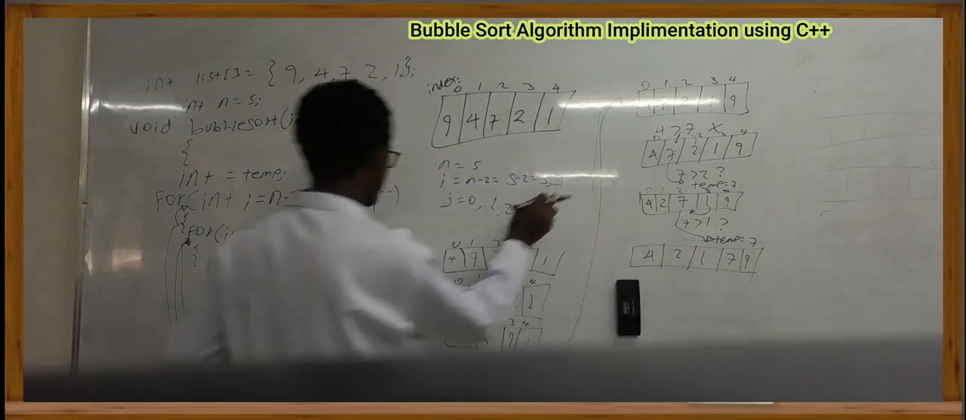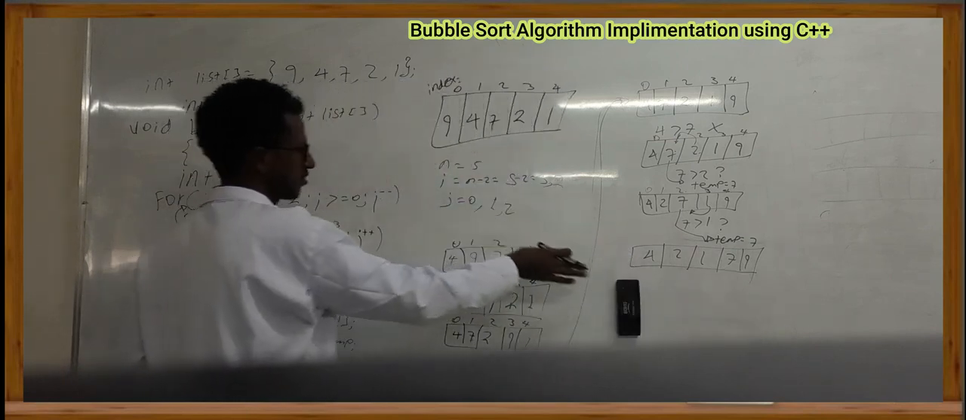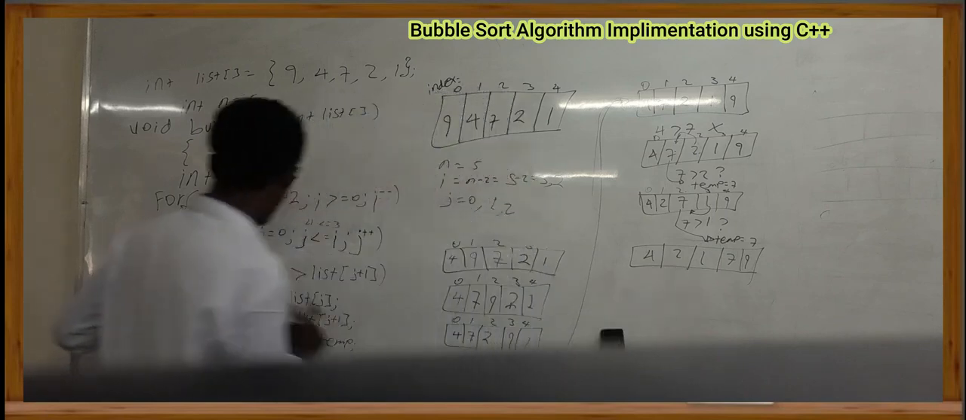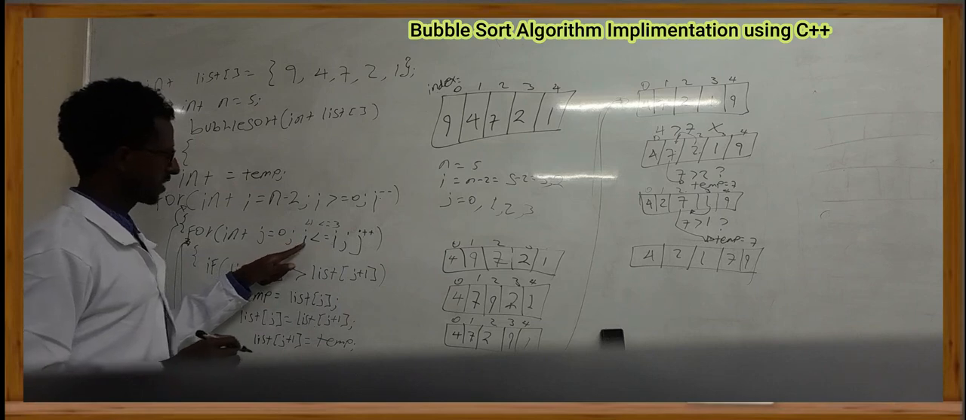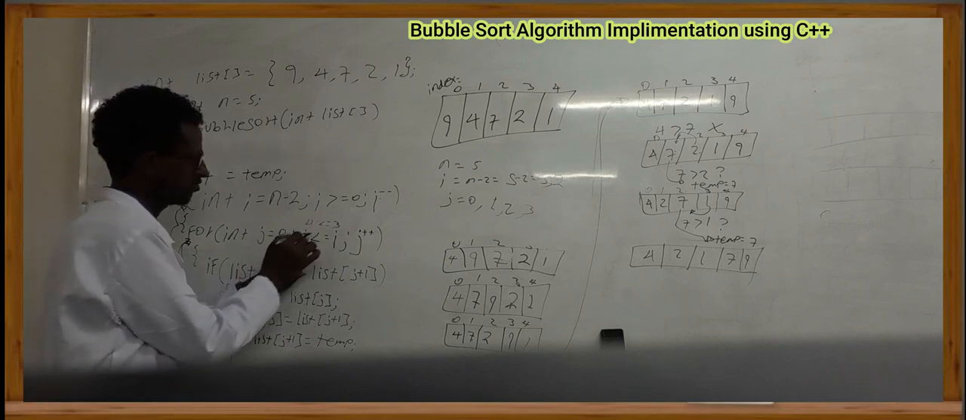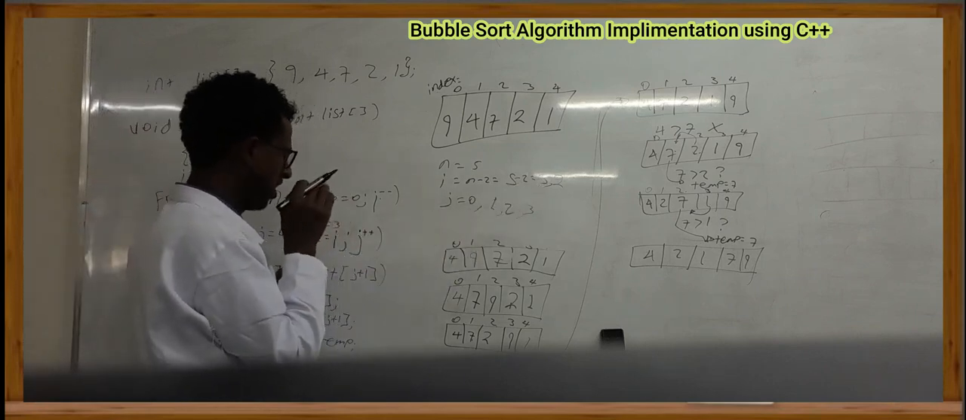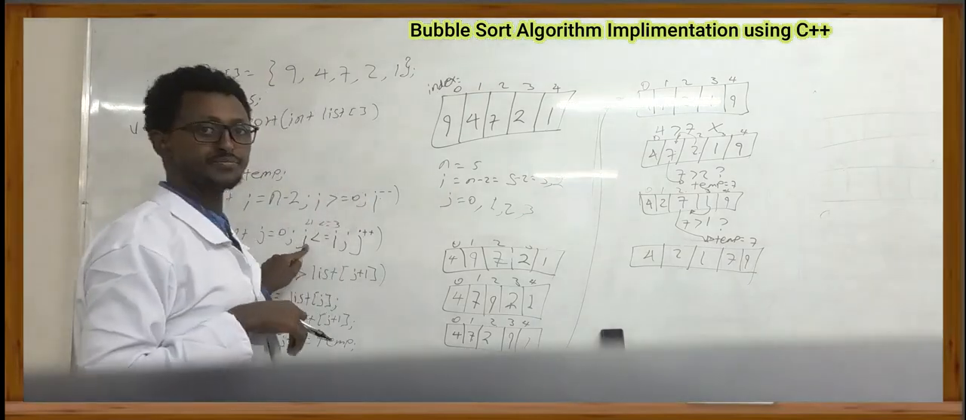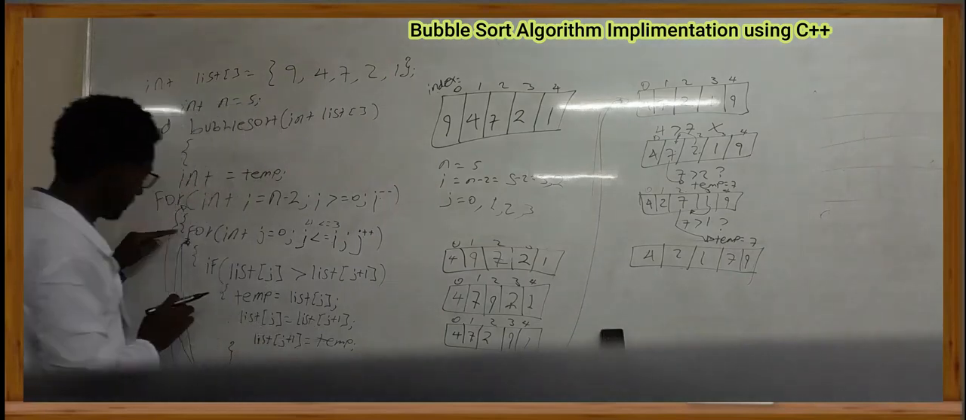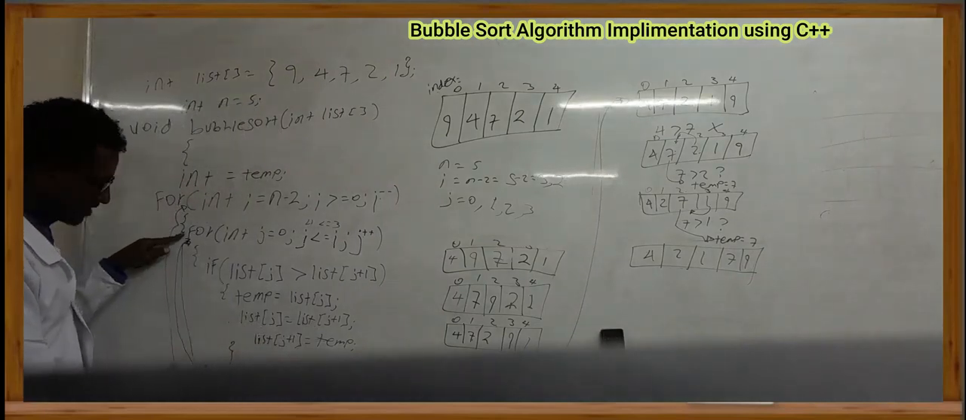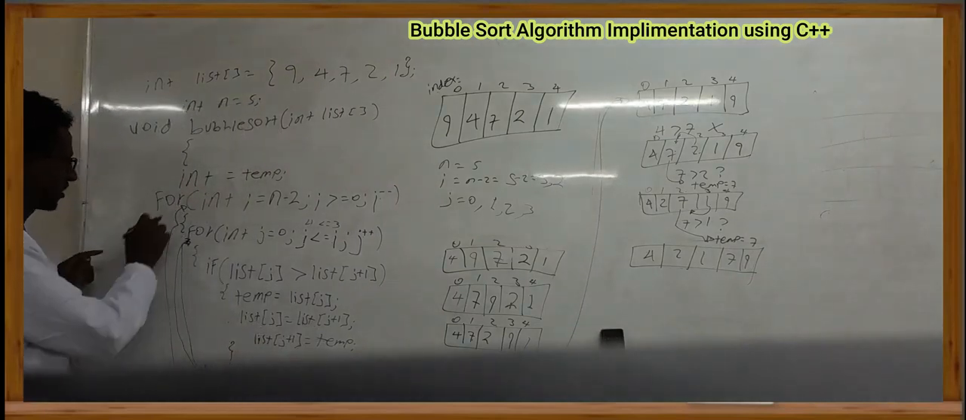I is 2 and J is 2. We already performed this comparison. Again increment J, J becomes 3. So compare this one: 3 greater than or equal to 2, I is 2. 3 greater than or equal to 2. False. Then the inner for loop terminates the second time here and goes back to the outer for loop.